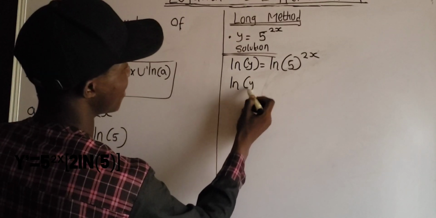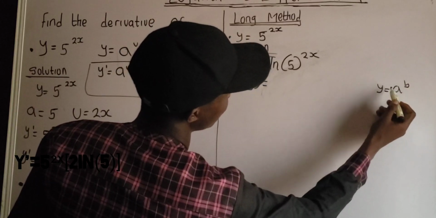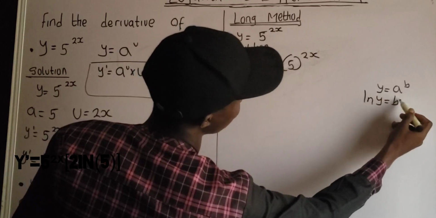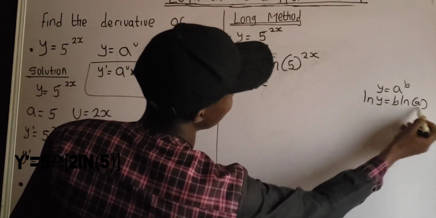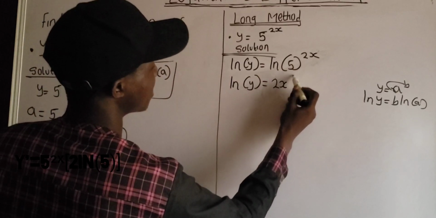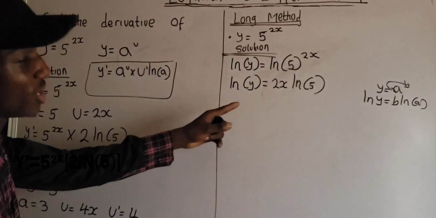Natural log of y is equal to, if we have y is equal to a raised to the power of b, this can be written as what? ln y is equal to b ln a. You understand? That is the power coming here. So for this, I'm going to have 2x ln 5. Okay, now we have gotten to this point.